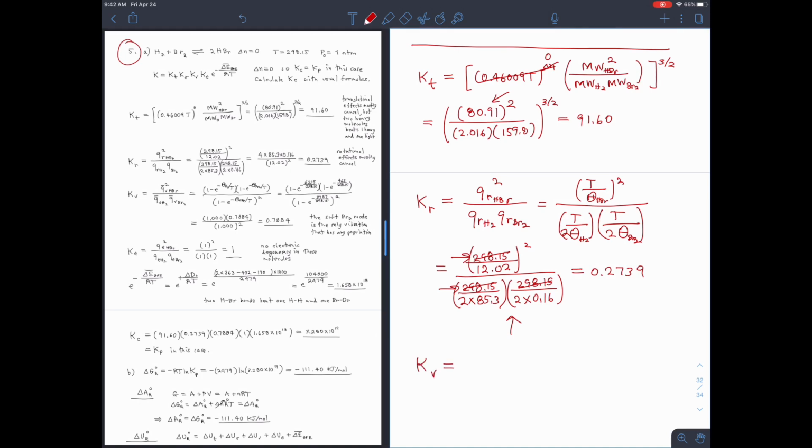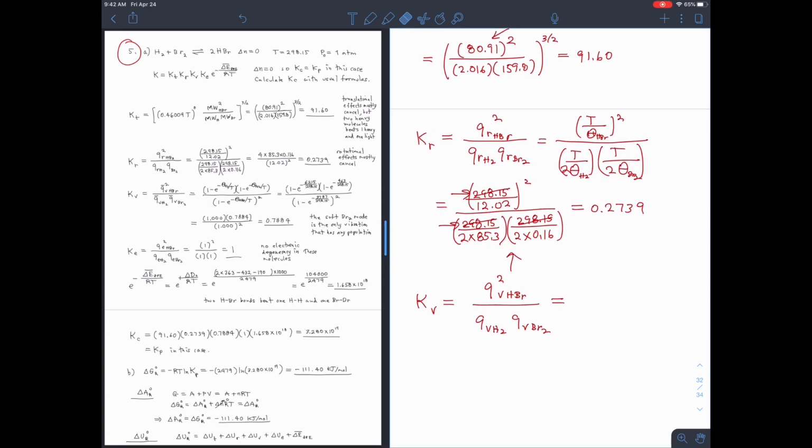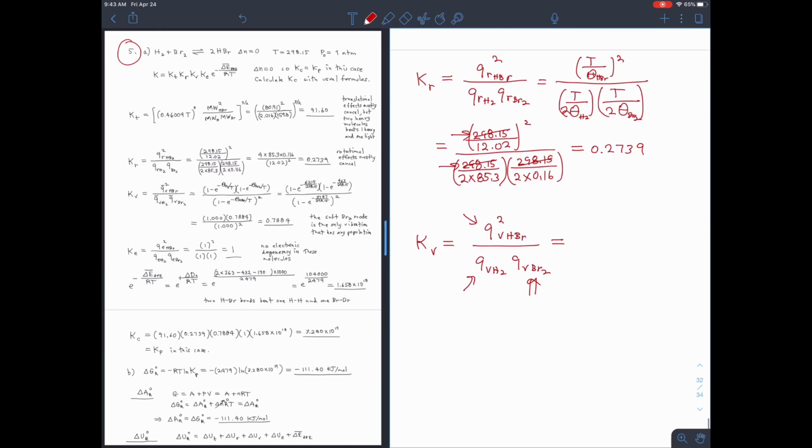Next is K vibrational, which will be Q vibrational for HBr squared over Q vibrational for H2, Q vibrational for Br2. The only one of these Q's that's going to be anything other than just 1 is the one for Br2 here. These guys, we'll plug into them just for rigor's sake, I guess, but we know they're going to be basically 1. And even the one for Br2 isn't going to be that different from 1, but it will be at least significantly different from 1.